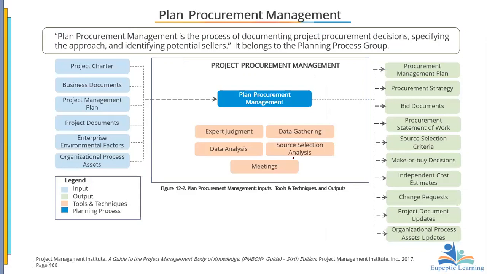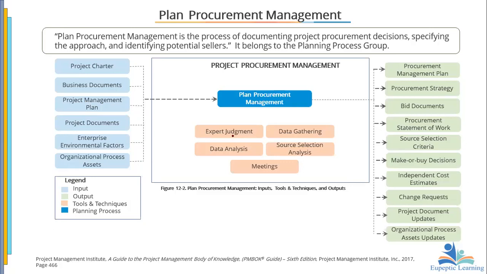Now, what are the inputs into plan procurement management? We have the project charter, business document, project management plan, project document, EEF, and then OPA. You know that the project charter sets the tone for the project. The business document, other contract documents, all those things go into the project management plan, the cost management, the schedule. All of them are required because we know which resource to acquire outside of the project team and all that.